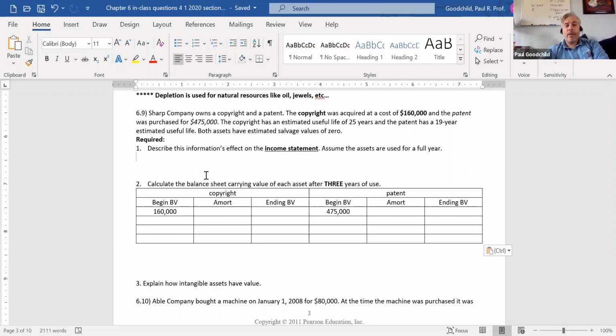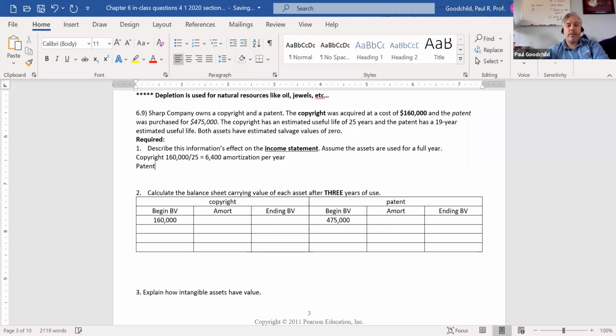So how would it affect the income statement? So we're going to take the 160,000 for the copyright and divide it by 25 years. That's going to be equal to 6,400 amortization per year.